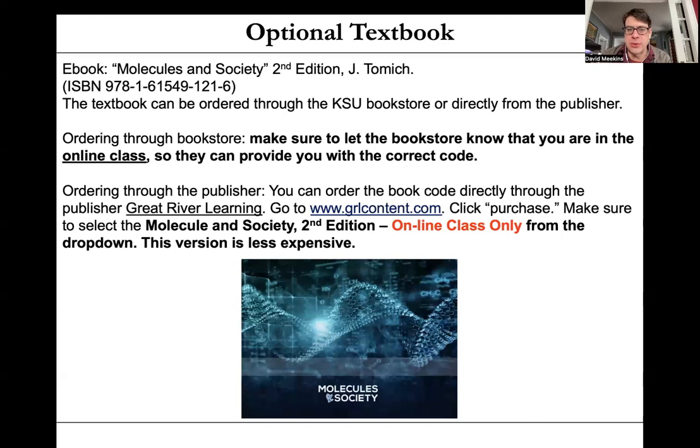There's an optional textbook, and it was written by Dr. John Tomich, who just recently retired from Kansas State. You can order this textbook through the bookstore or directly from the publisher, and the instructions on how to get it through the publisher are online. You do not need to buy this textbook at all, but if you want to, you totally can.